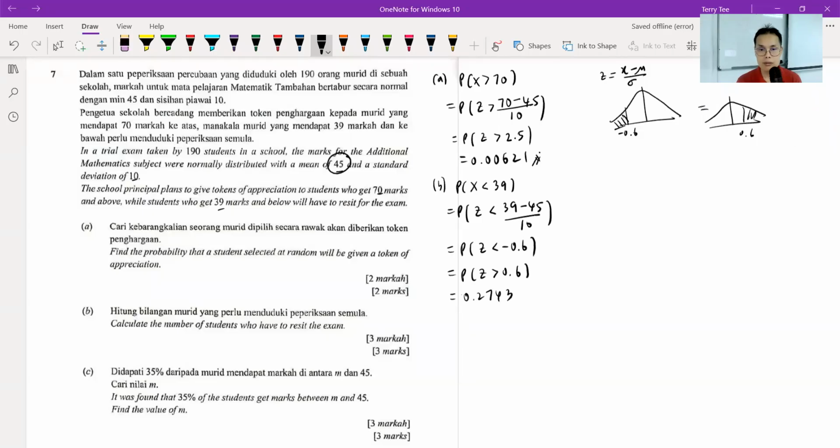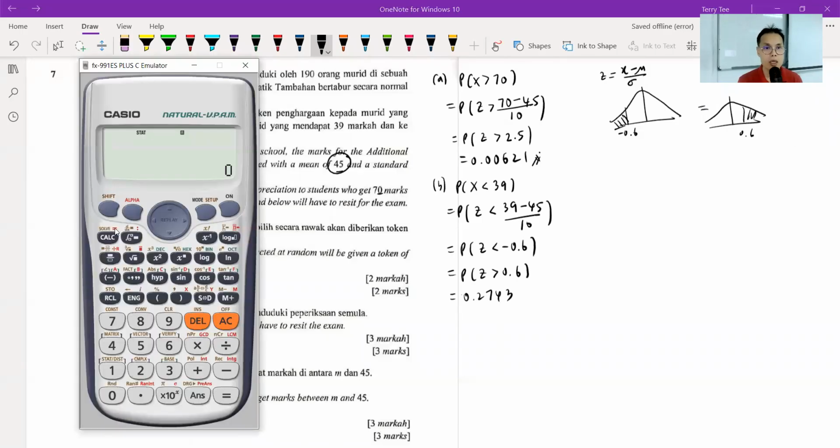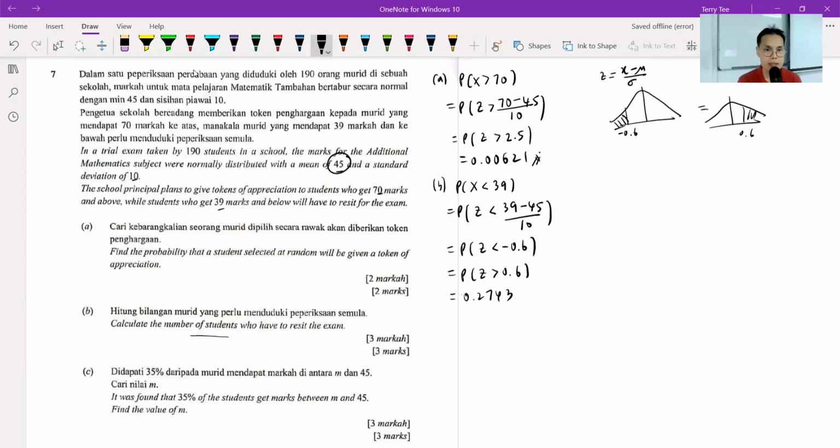Or you can use a calculator. If you're using this calculator, again, shift 1 for stats, 5 for distribution, 3 for R, 0.6. There you go, 2743. But you could round off to usually 4 decimal points, you'll be able to get the same answer as a mathematical table. Now, but this is probability. We are finding the number of students who have to retake out of 190 students who took the exam. So we can say number of students who retake divided by NS.